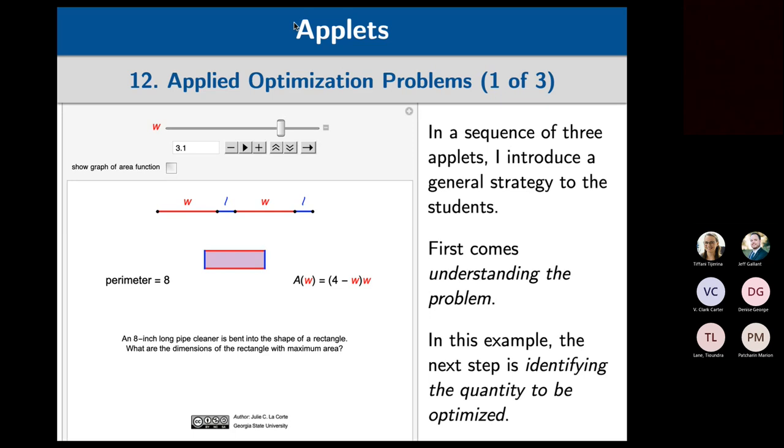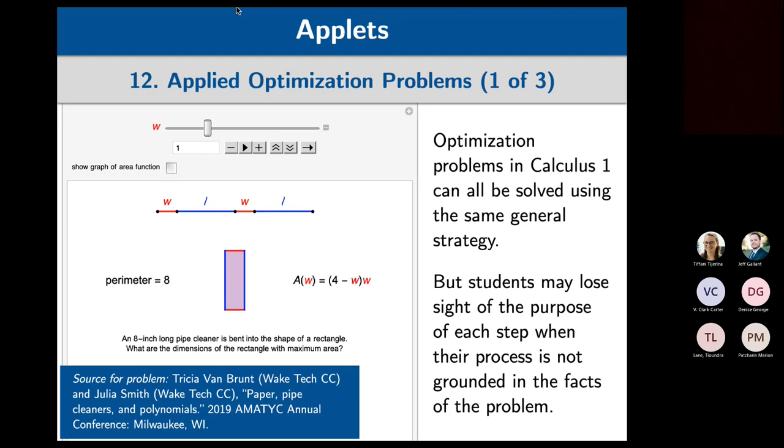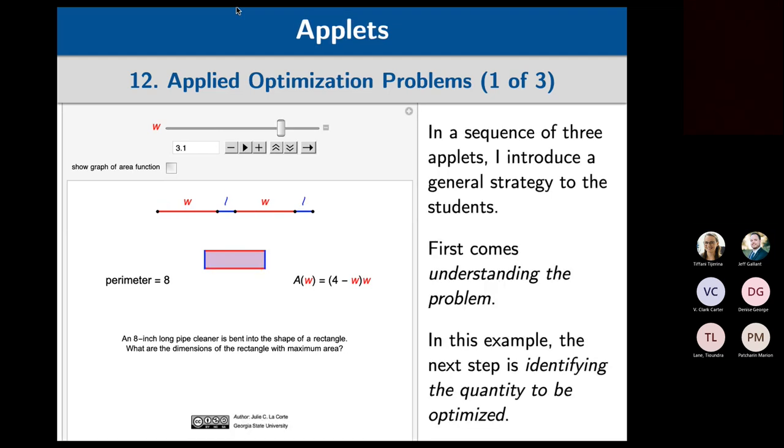Here you see the question, I don't know if you can read this. An 8-inch long pipe cleaner is bent into the shape of a rectangle. What are the dimensions of the rectangle with maximum area? The slider at the top controls W, the length of the red side. Students can see how the bend points, the points where they're going to bend the pipe cleaner into a rectangle, move.